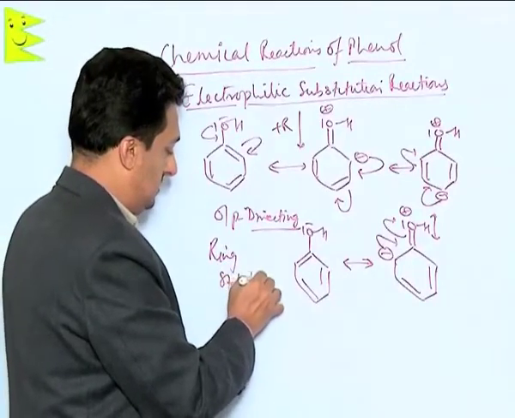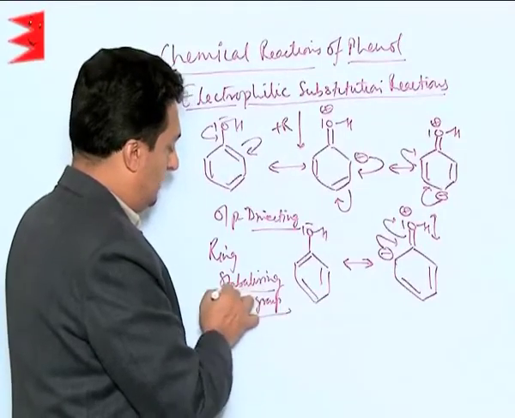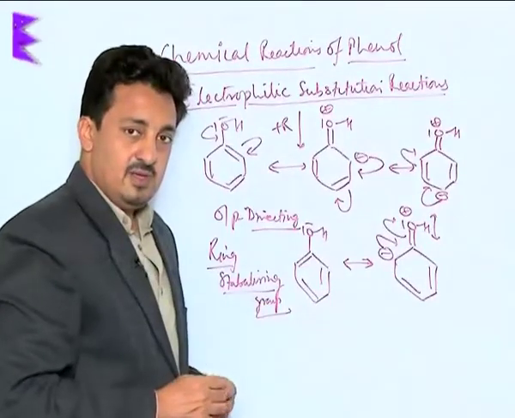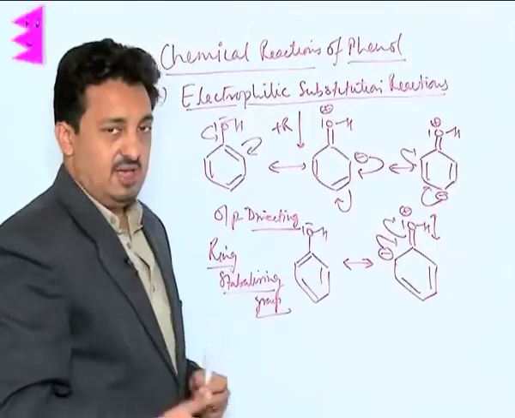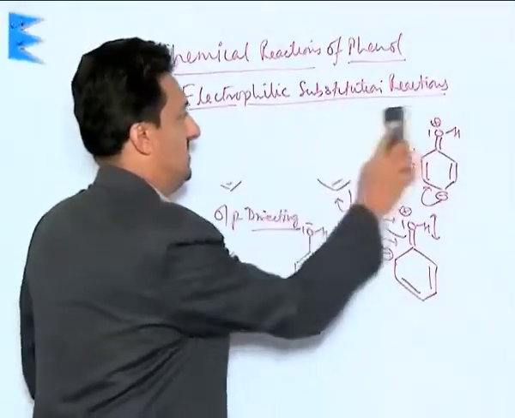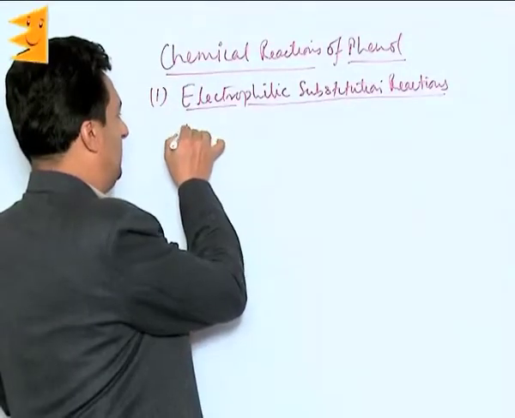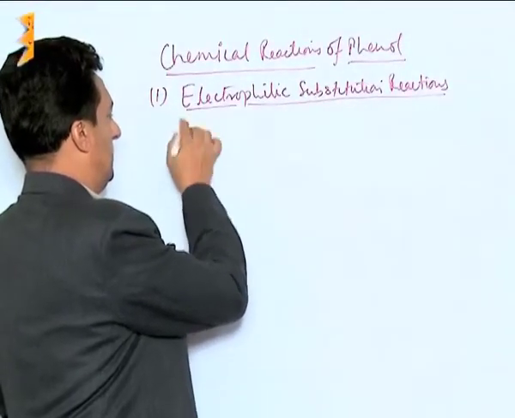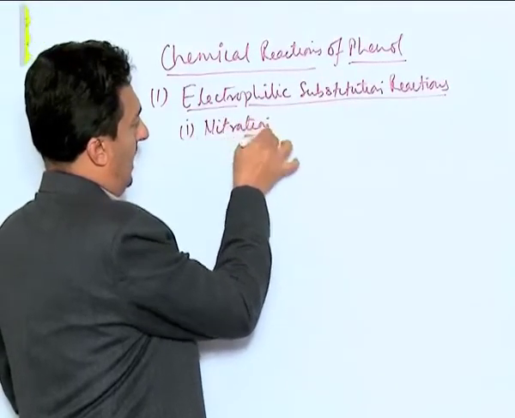stabilizing groups. So it's a ring stabilizing group. It increases the reactivity of the benzene by introducing a negative charge, and that is what we see. Now let us see its different electrophilic substitutions. The first one, let it be nitration.